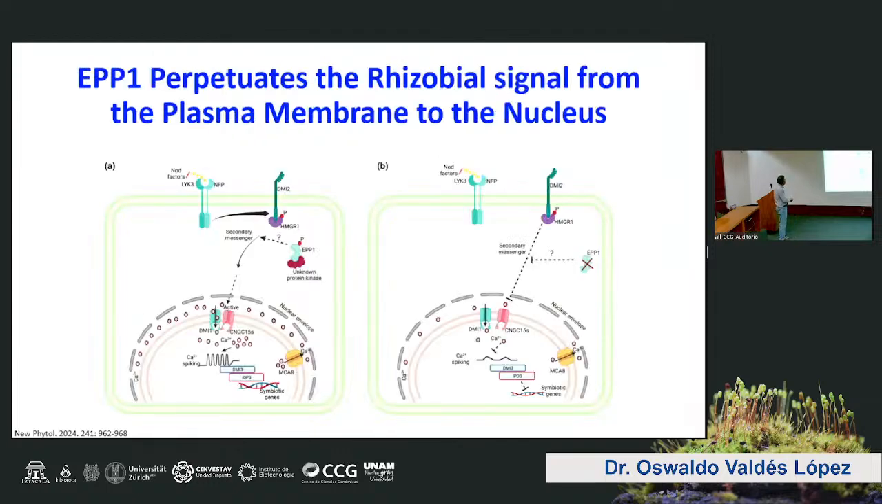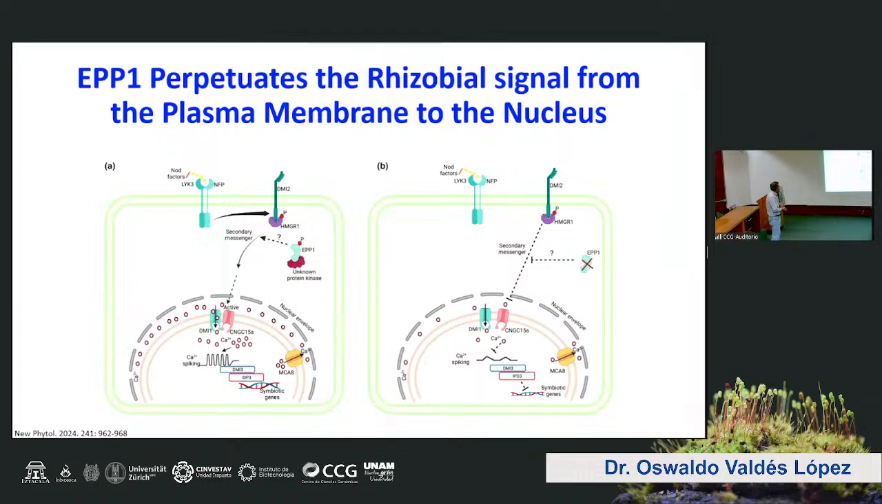So we came out with this model, published in New Phytologist last year, that EPP1 is phosphorylated by what we then called an unknown protein kinase, but now we have evidence that DMI2, or SYMRK, phosphorylates EPP1. And in some way, we are proposing that EPP1 contributes to the biosynthesis of secondary messengers, very likely mevalonate. And we know based on available data that mevalonate is required to activate the calcium spike. So EPP1 is very likely the link between the plasma membrane and the nuclei, and it's really important to sustain not only root nodule symbiosis, but also the symbiosis with arbuscular mycorrhizal fungi.